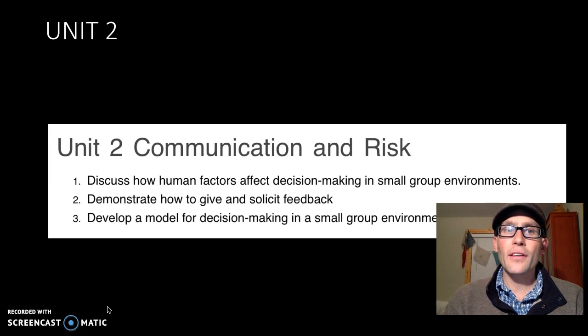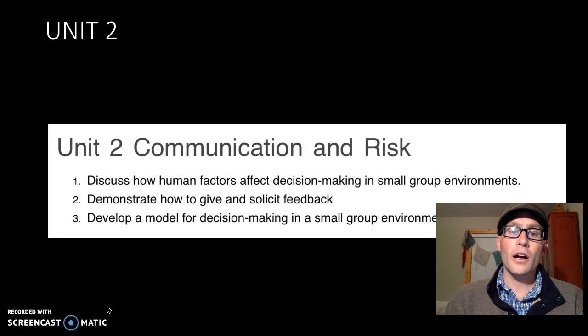We kind of leave the nuts and bolts of risk management, the vocabulary and some of the terminology, and we're switching now to kind of the human element in risk management. So Unit 2 is titled Communication and Risk, and these are the learning objectives straight out of D2L for Unit 2. We want to discuss how human factors affect decision making in small group environments.